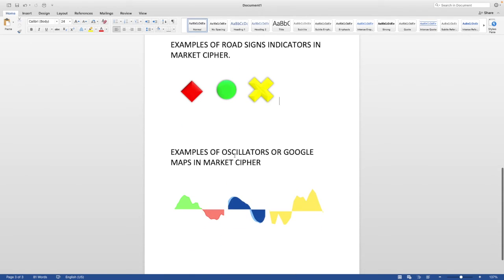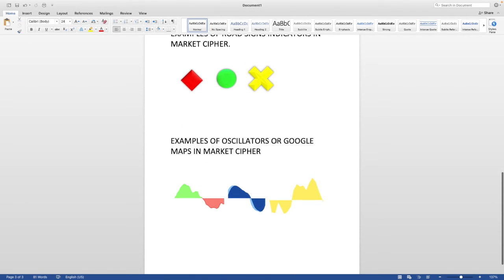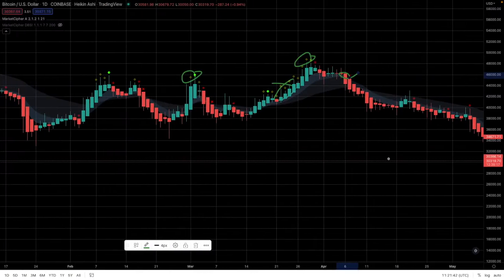So this is how Market Cipher B looks. Examples of oscillators, or Google Maps. This is how Market Cipher B oscillators are. You realize that here is green, here is red, here is blue, yellow, and there is a line that divides the green and the red. That's the mediating line, more or less like your middle line, that divides the upper regions and the lower regions. The upper regions are your positives, and lower regions are your negatives. Positive, negative, positive, negative.